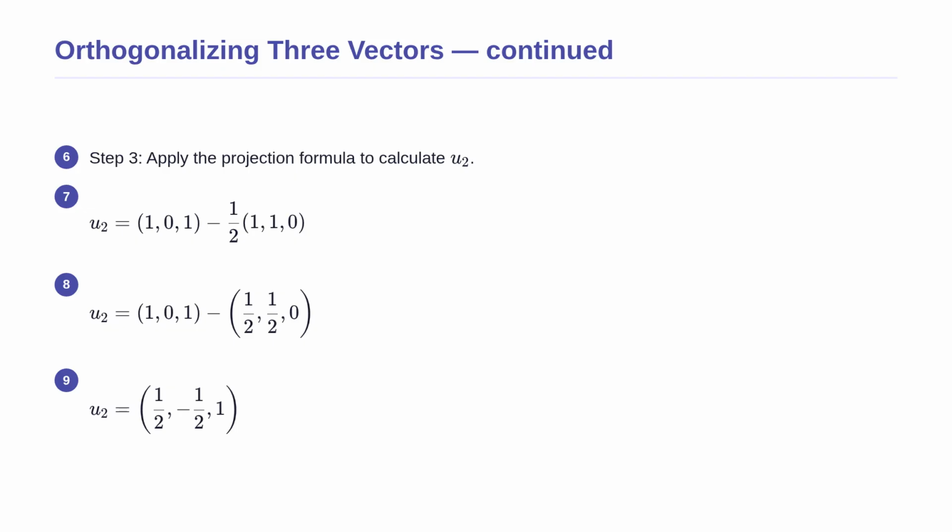1 minus 1/2 is 1/2. 0 minus 1/2 is negative 1/2. And 1 minus 0 is 1. This gives us our second perfectly orthogonal vector. We now have two vectors that form a perfect 90-degree angle, creating the base of our 3D corner. Next, we must fix the third vector.